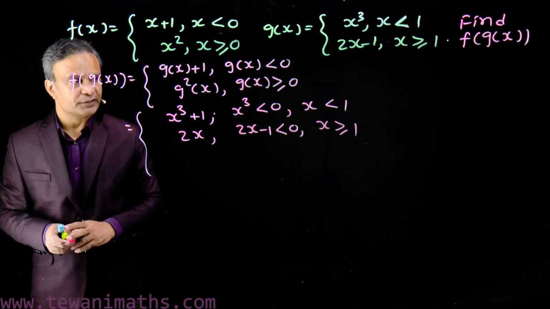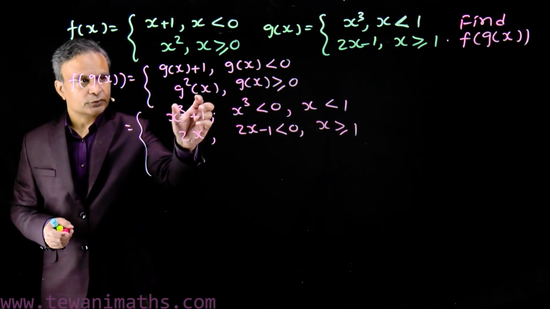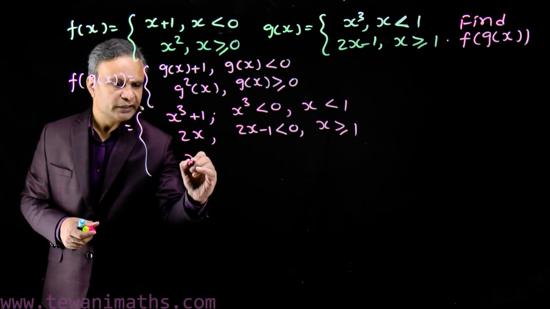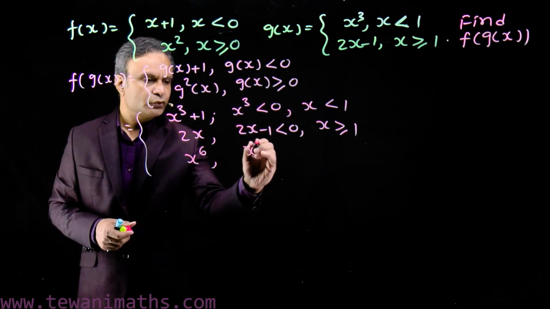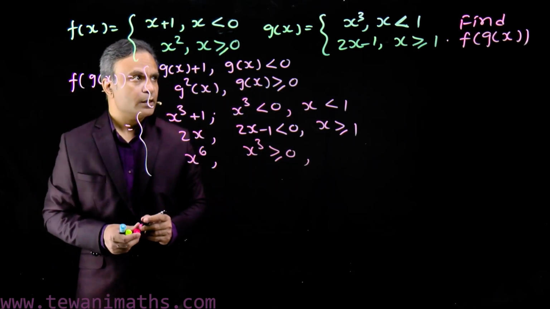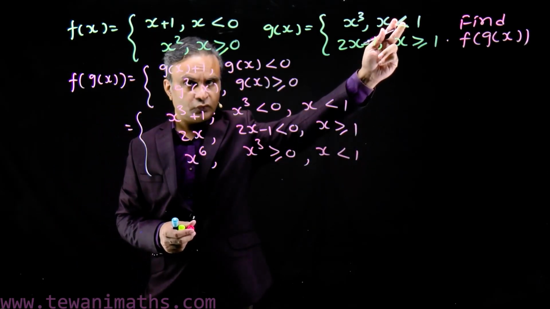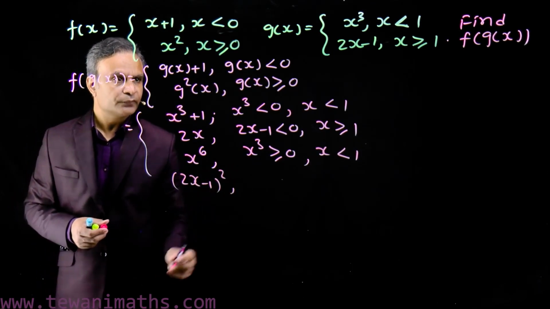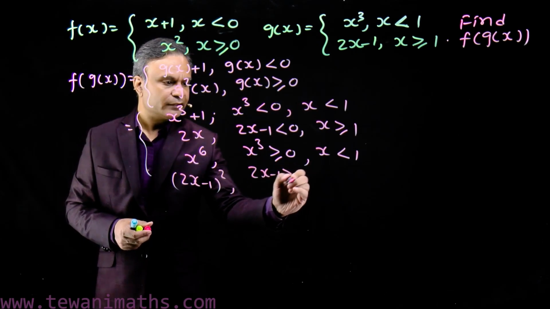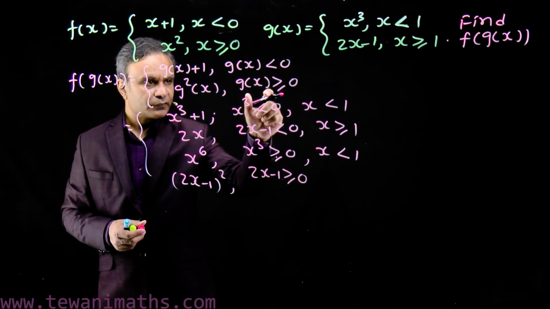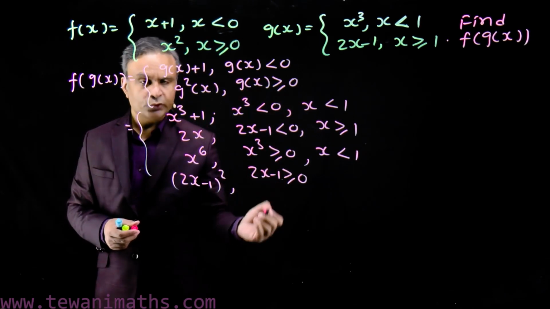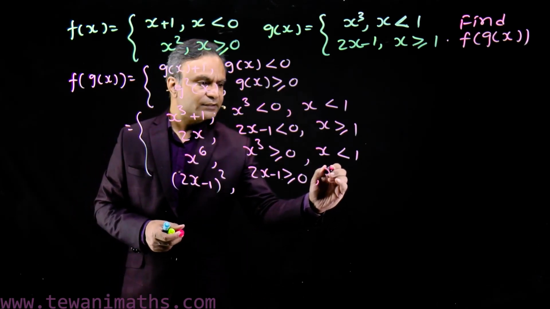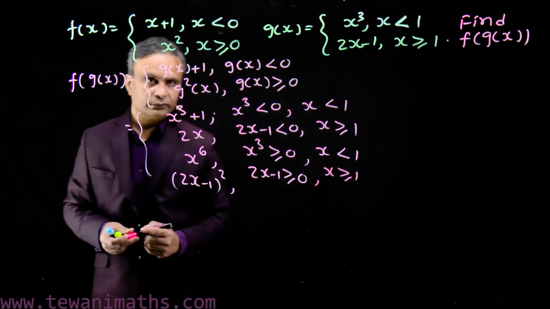Hope you understand how we are writing the branches. Then we write branches for this g square x. Once we replace g(x) with x cube, we get x power 6 for x cube greater than or equal to 0 and x less than 1. Okay. Next we will have 2x minus 1 square where 2x minus 1 is greater than or equal to 0. Here we write g(x) is equal to 2x minus 1. So we have 2x minus 1 greater than or equal to 0 but x greater than or equal to 1. Okay, up to here.